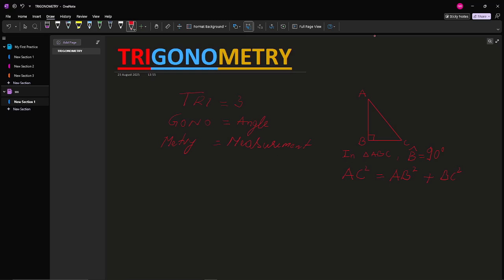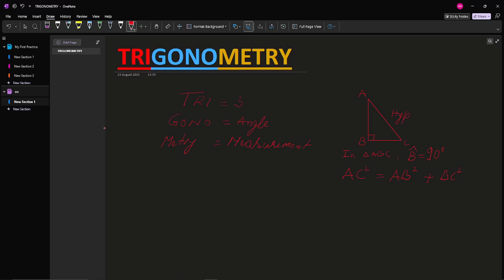The triangle has three vertices, that is A, B, and C. So I've taken a triangle ABC, in which I marked angle B equals 90 degrees. When I mark angle B as 90 degrees, then in a right angle triangle, the opposite side of the 90 degrees is always going to be considered the biggest side. Here, since I've marked angle B as 90 degrees, AC is going to be the biggest side. That biggest side is always called the hypotenuse.